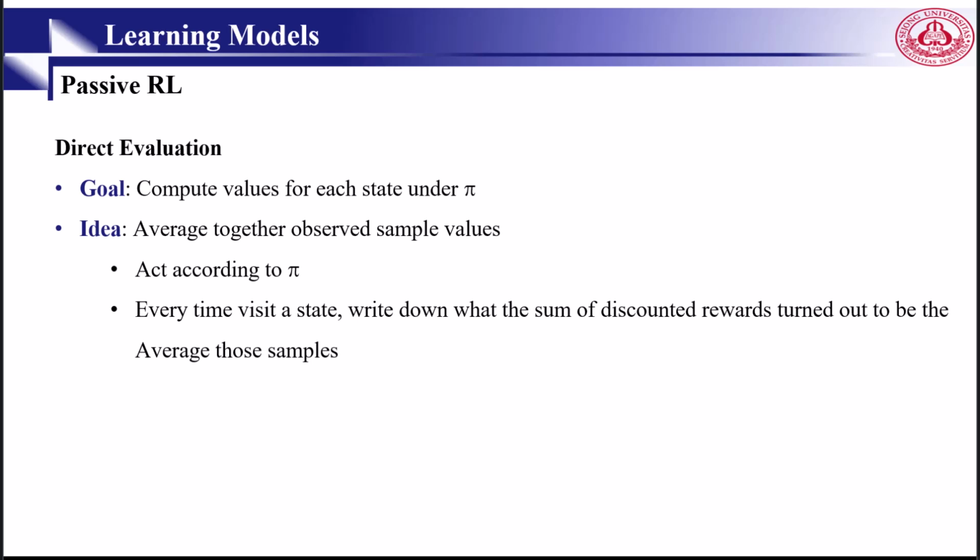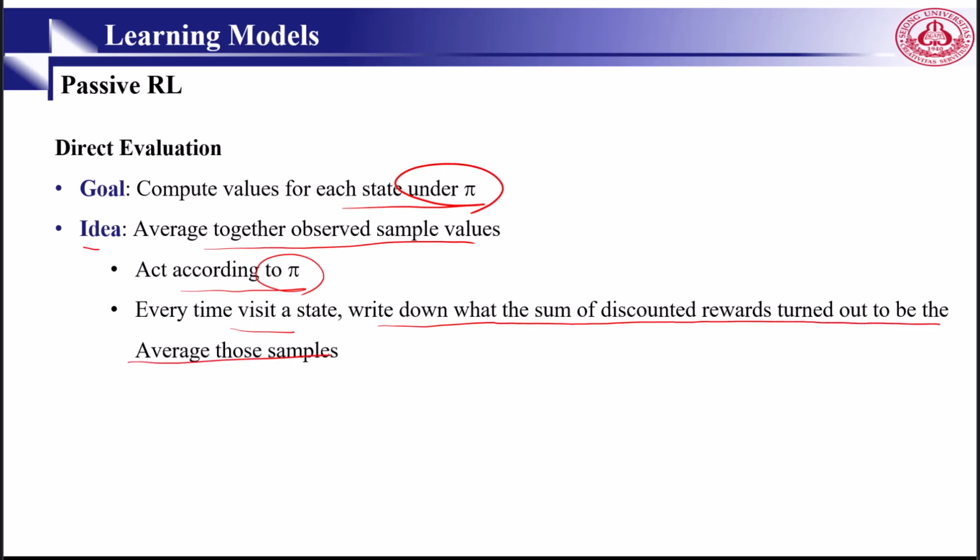So our goal is to compute values for each state under the policy that we have. The idea is very easy. We average together observed sample values and we act according to the policy. Then every time we visit a state, the agent writes down the sum of discounted rewards, which turns out to be the average of those samples.